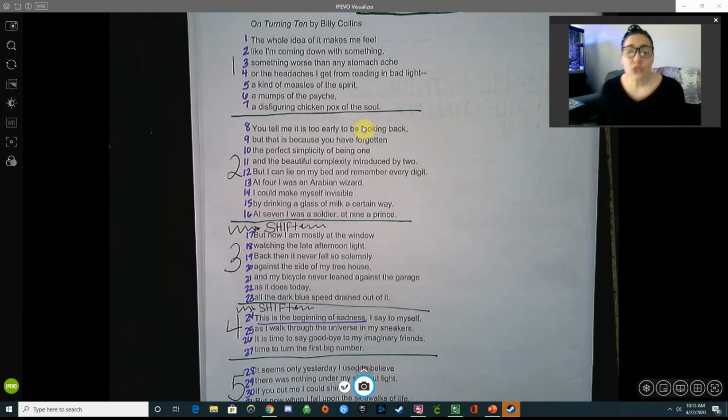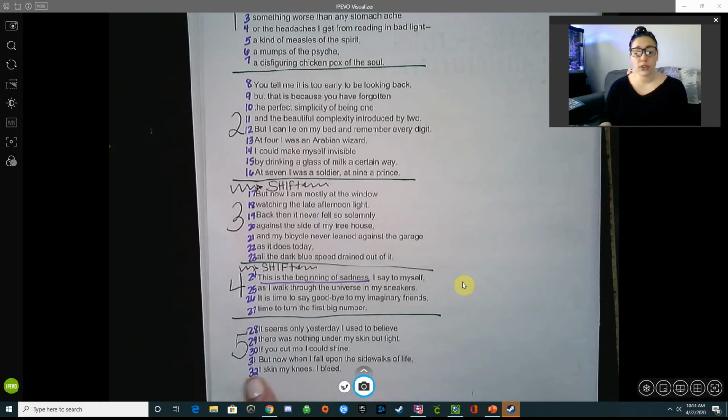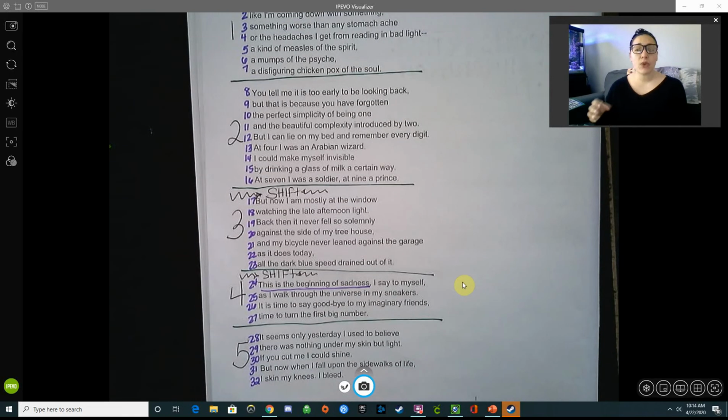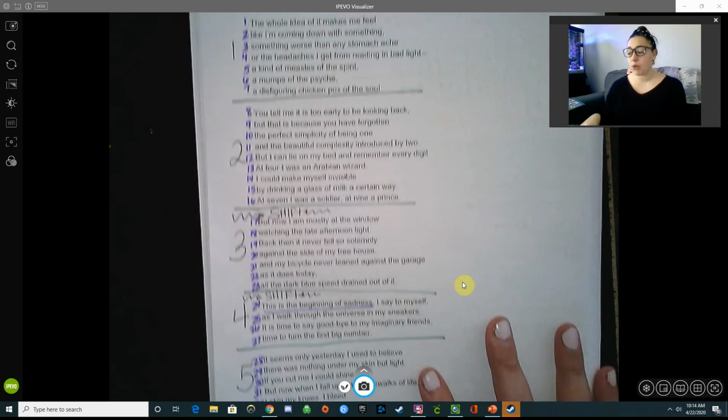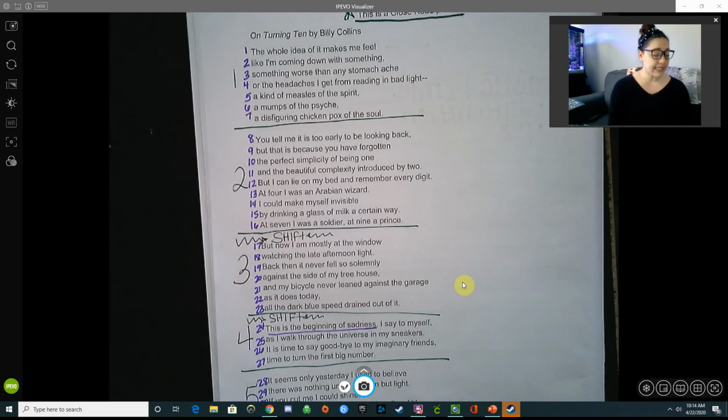So if we look at this poem, I went through and I numbered it just like we have done in the past. So I numbered each line. I went from 1 all the way down to 32. And then I broke the poem up into different stanzas.